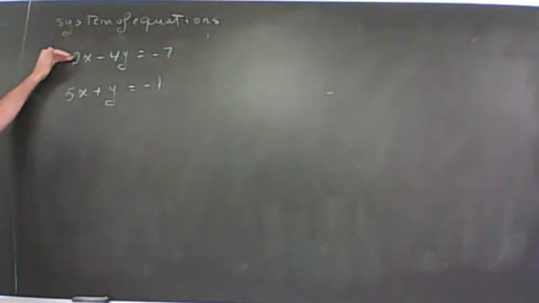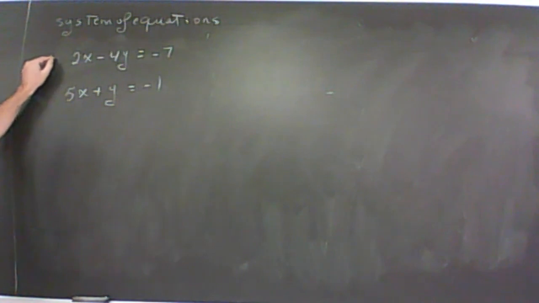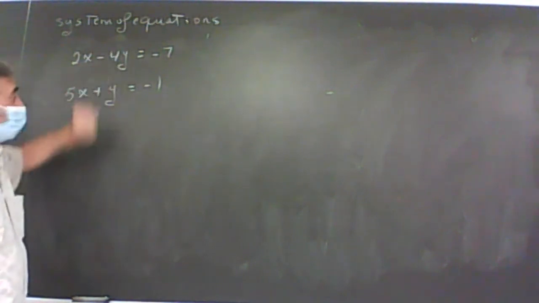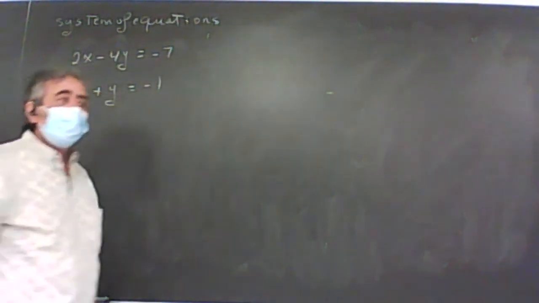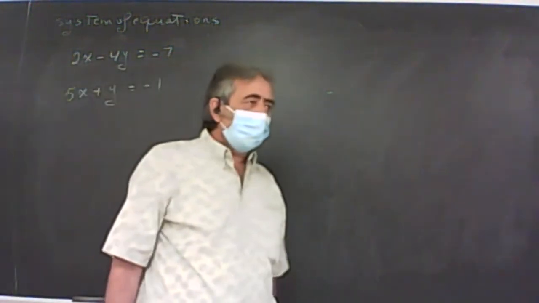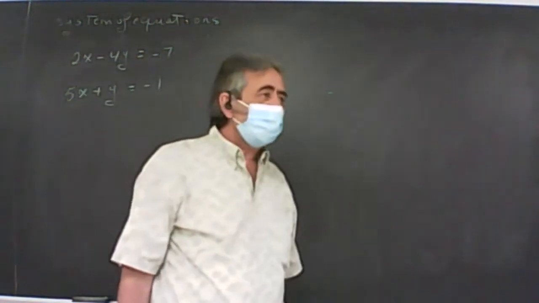So this is a 2x. This is a 5x. I need to multiply maybe twice to get them to be the same number. But here we have a -4. Here we have a 1. So I can do one multiplication to make the coefficients the opposite of each other.